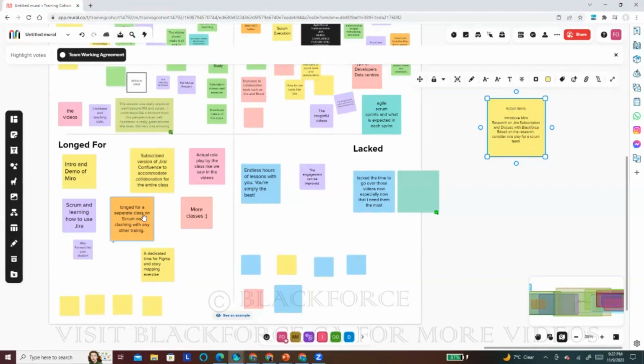Scrum and longed for a separate class on Scrum, not clashing with other training. Okay. I think this will have to be discussed with the manager, to see how this can work, because I know a lot is going on as well. So that we can discuss with the training manager on time, on training timetables. Okay. And a dedicated time for Figma and story mapping exercise.